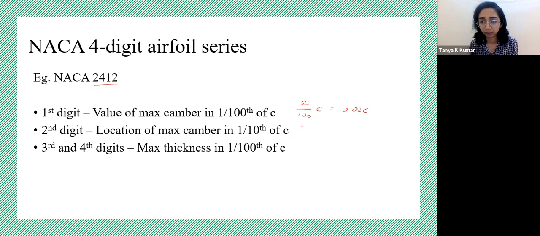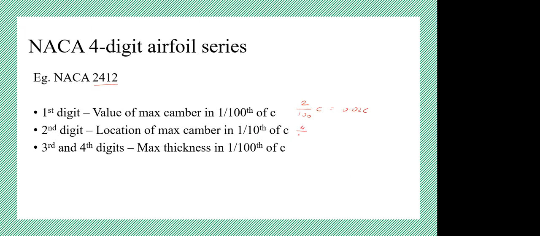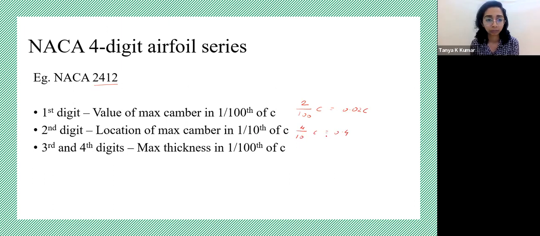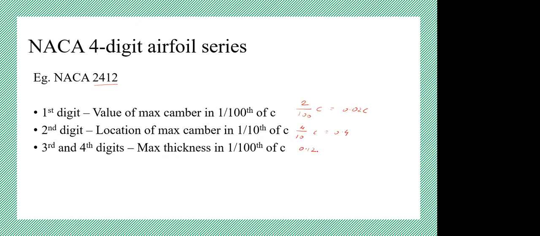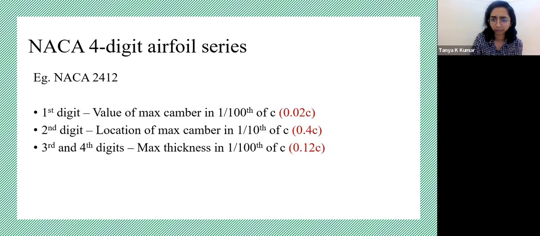Now the second digit represents the location of this maximum camber in 1/10th of C. In our case, what will it be? 0.4 C. Yes, exactly. So it will be 0.4 C. Similarly, the last two digits represent the maximum thickness in 1/100th of C. So here it will be 0.12 C. Exactly. So the next slide just gives you these values.